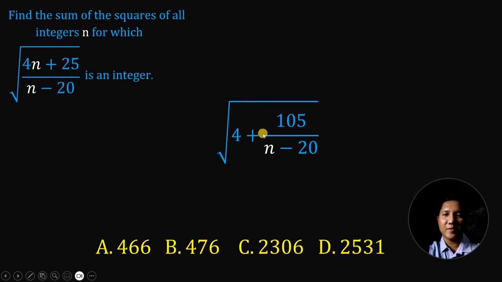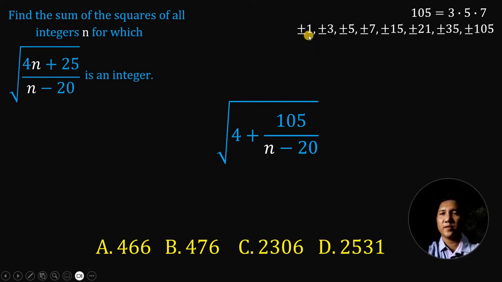In order to make this a perfect square, we need to take note of this number, 105 all over n - 20. Now, to make this number an integer, we need the prime factorization of 105. And 105 is just 3 times 5 times 7. From here, we can list all of its factors. So we have possible negative 1, negative 3, negative 5, negative 7, all the way up to negative 105. And now, we want this to be a perfect square. So the question is, what do we need to add to 4 to make a perfect square, using these factors of 105?